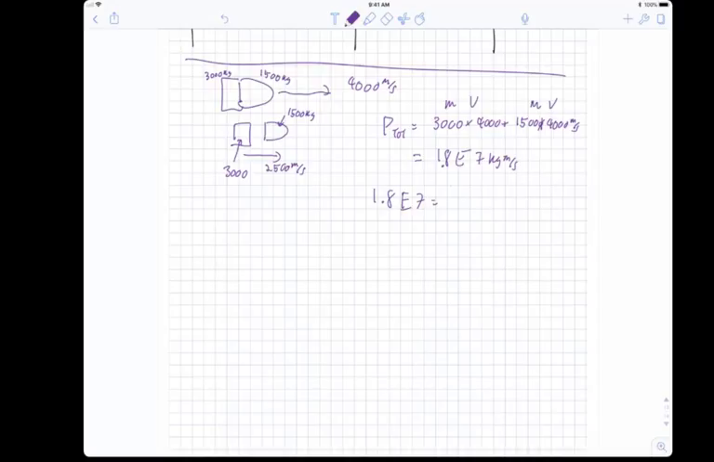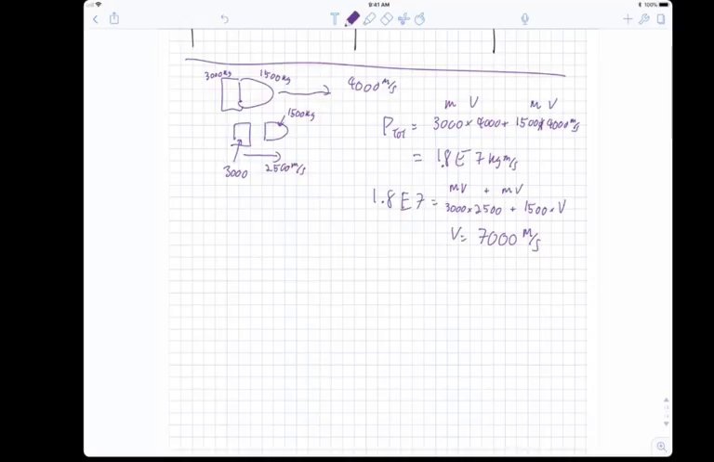So it's mv plus mv. So it's 3,000 times its velocity, 2,500, plus 1,500 times its velocity. Let's calculate what that velocity is. 3,000 times 2,500, 1.8 E7 minus answer divided by 1,500. 7,000 meters per second. So fast. That's pretty fast.